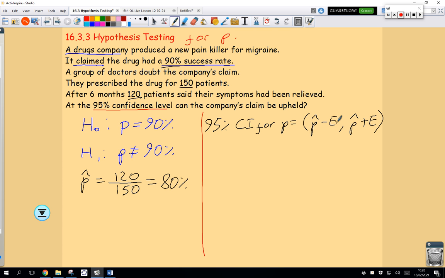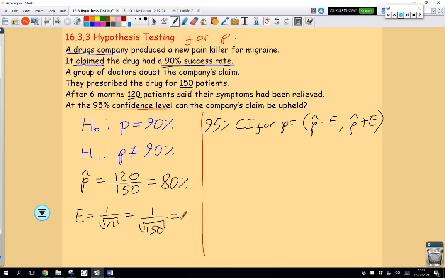The second thing I need to do is find the margin of error. And the margin of error on our course is defined as being 1 over root n. It's an approximate thing. On the higher level course, there's a slightly more advanced way of finding it, a more accurate way, I should say. So 1 over root n. What is n? N is the sample size, so it's 1 over the square root of 150.